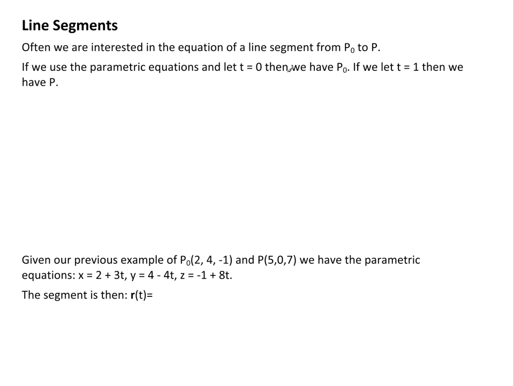Often we're interested in the equation of a line segment between two points, P naught and P. If we use the parametric form, a vector equation of a line, and we let t equal 0, then we have P naught, because we're at r naught. So we have the position vector for the point P naught. If we let t equal 1, then we have the position vector for the point P.